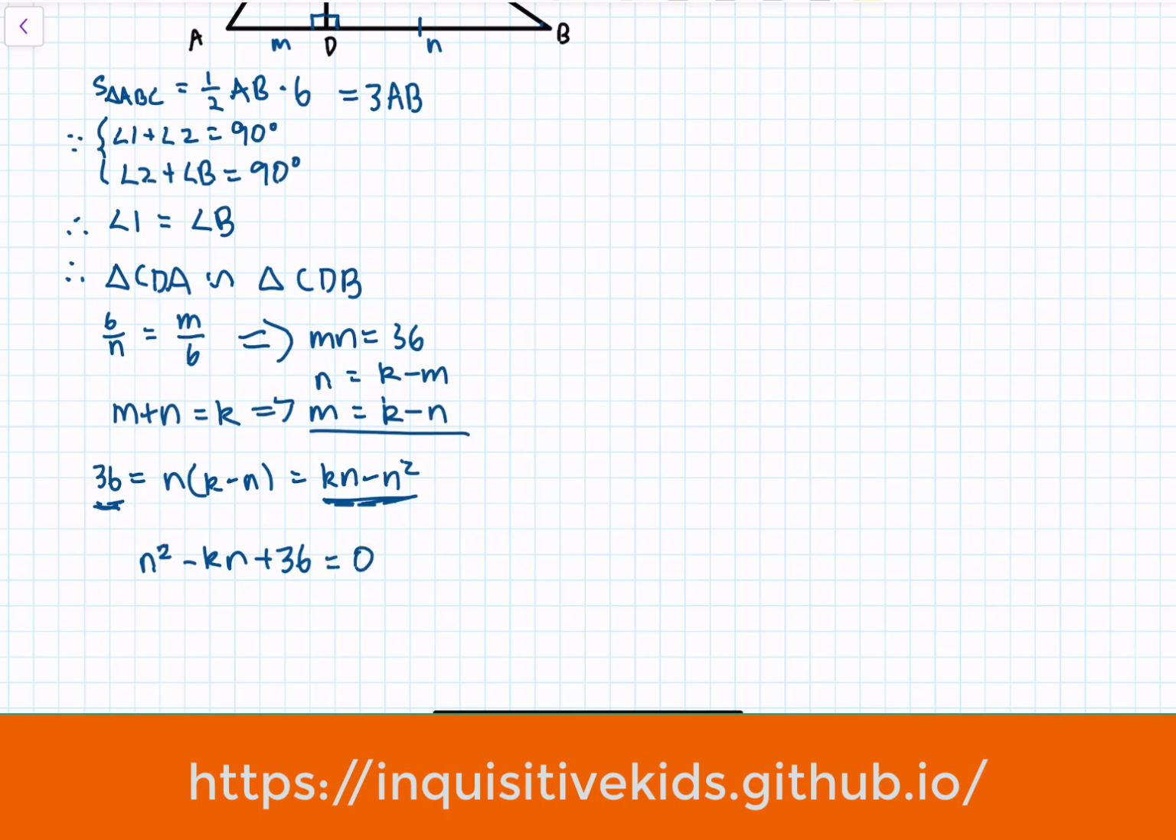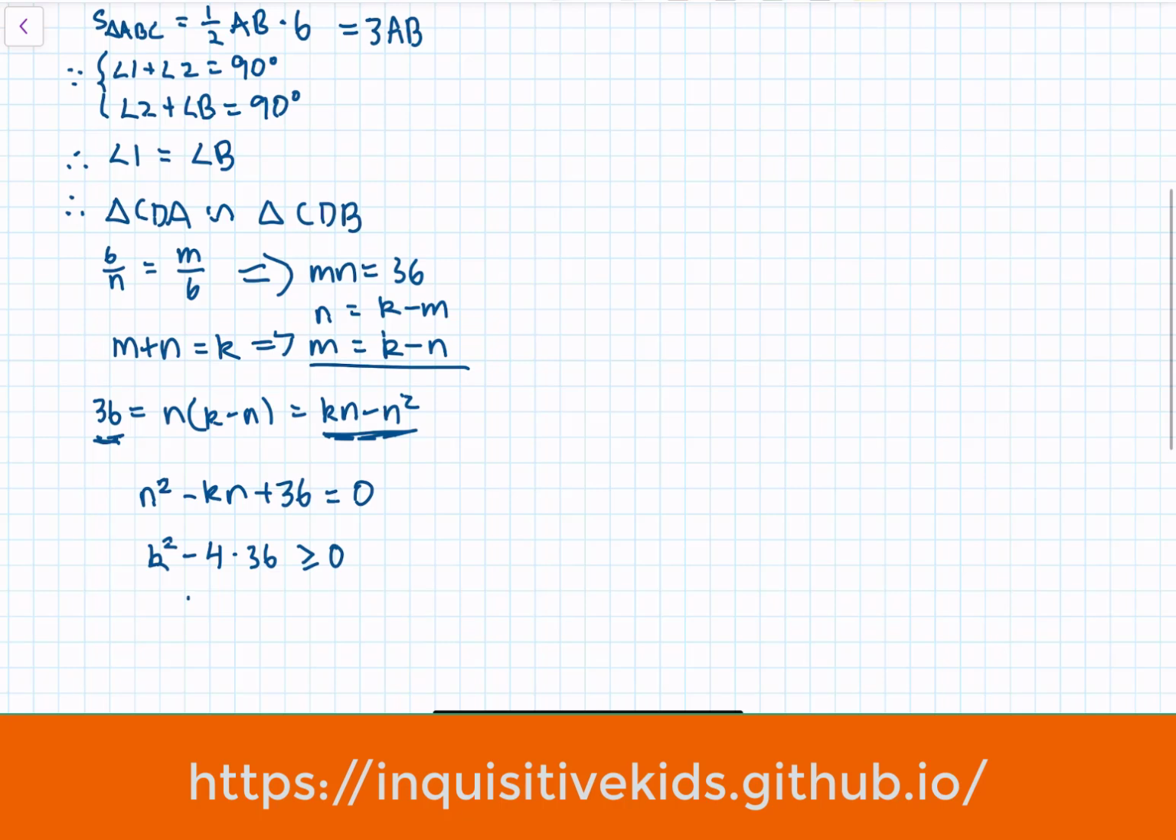By doing this, we have made ourselves a quadratic equation. This means we can use the discriminant. K squared minus 4 times A times C, which is 1 times 36, has to be greater or equal to 0, which means that K has a minimum value of 12.